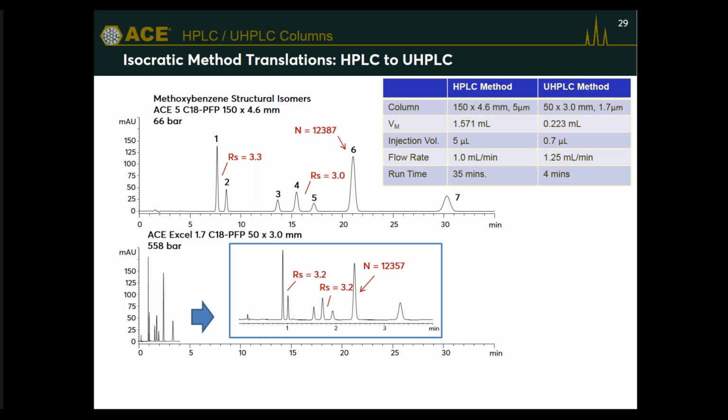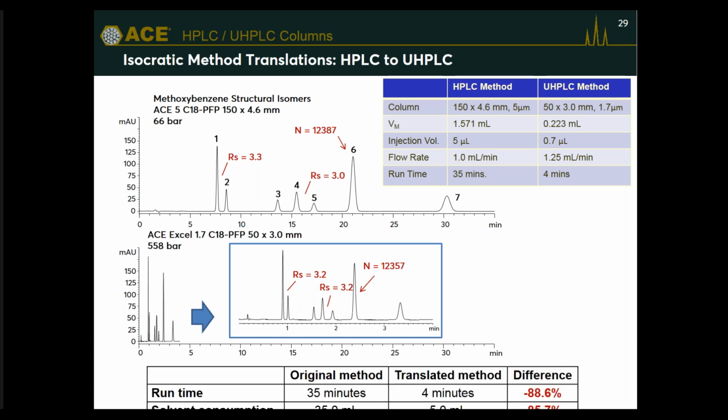between the first two peaks in the UHPLC separation is very similar, almost the same as HPLC. And also importantly, the performance of the separation, the number of plates of peak 6, you can see is almost identical. So that is a very well translated separation, and obviously our sample throughput would be much higher with the UHPLC variant. And of course, we have opportunities for savings in runtime and also solvent consumption.